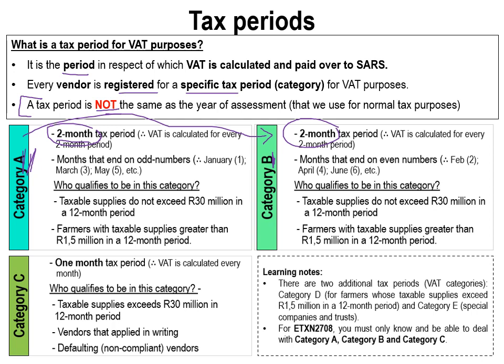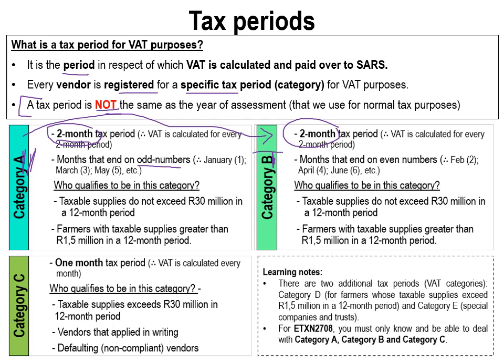a category A vendor has their VAT period ending on odd numbered months. And when I say odd numbered months, what I mean is January is the first month, 1, that's an odd number. March is the 3rd month, 3 is an odd number. May is the 5th month, 5 is an odd number. So December, January, that is a VAT or tax period for a category A vendor. So that vendor will account for VAT for the months December and January, and then they will account for February and March. So their 2-month tax period ends on an odd numbered month.